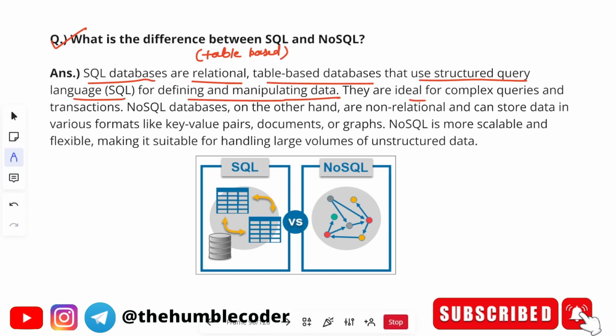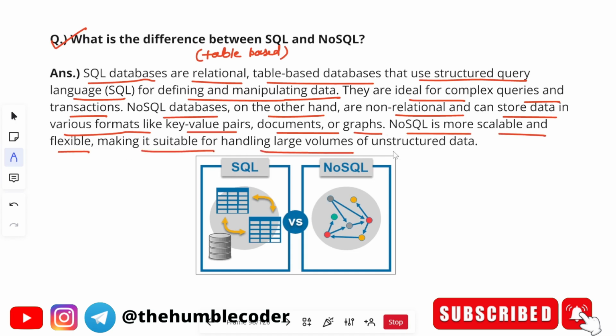They are ideal for complex queries and transactions. NoSQL databases, on the other hand, are non-relational and can store data in various forms like key value pairs, documents, or graphs. NoSQL is more scalable and flexible, making it suitable for handling large volumes of unstructured data. So here you can see in the SQL example, we have a table kind of format, and in NoSQL we have a graph kind of format. Now I hope it is very clear to you. Basically, SQL is structured data and NoSQL is unstructured data.